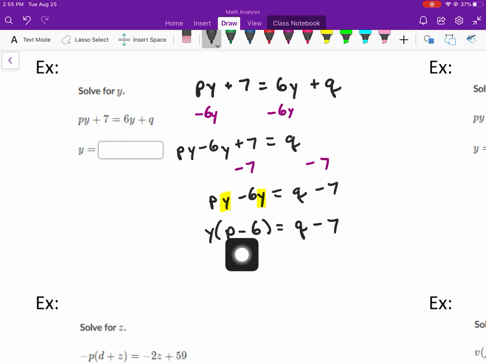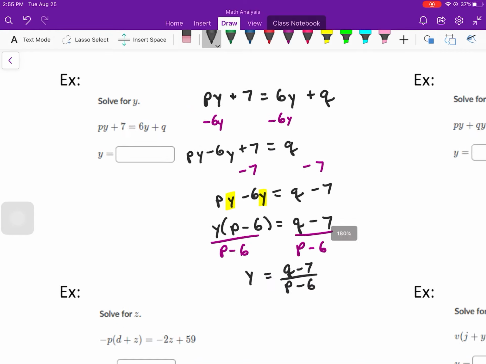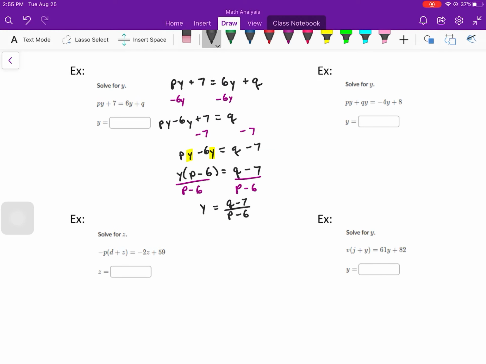And then this p minus 6, think about what you would do here. This is just some number. P minus 6 is just some number. So let's divide that entire number to the other side. Divide this side by p minus 6. And so our final answer is y equals q minus 7 over p minus 6. And that's all there is to it.